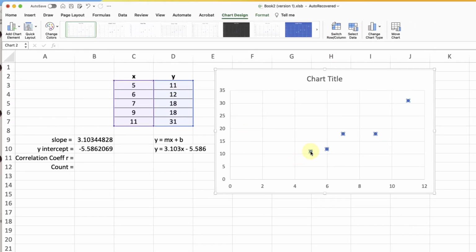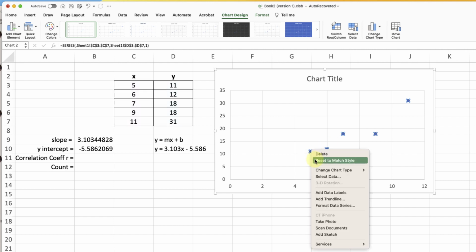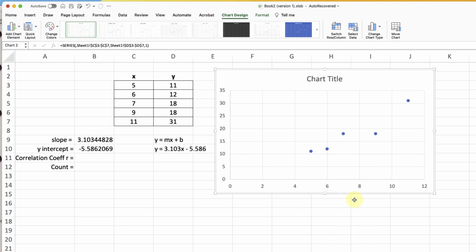5, 11, that'd be 5, 11. 6, 12, 6, 12, right? 7, 18. So what you want to do is actually click your dots so that they're highlighted like mine are highlighted there. And then right click on them and come down to add trend line. So click the dots, right click, add trend line.